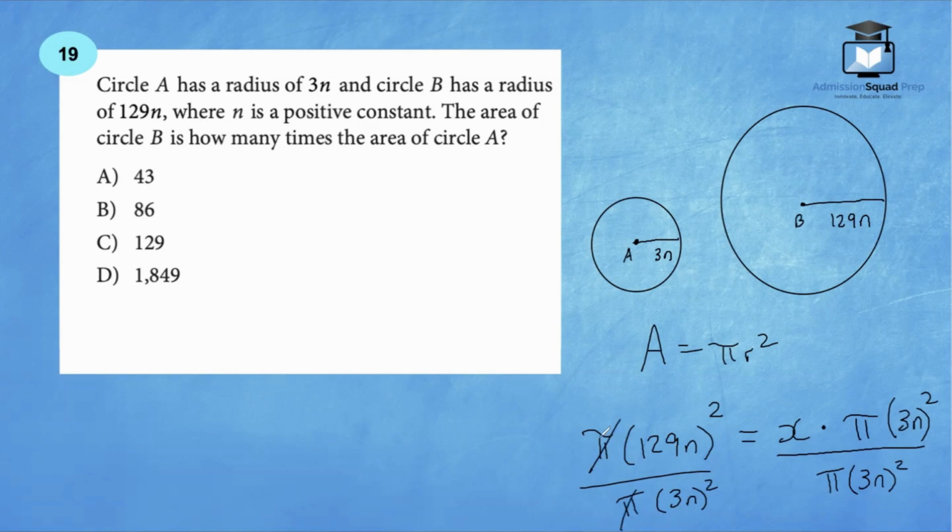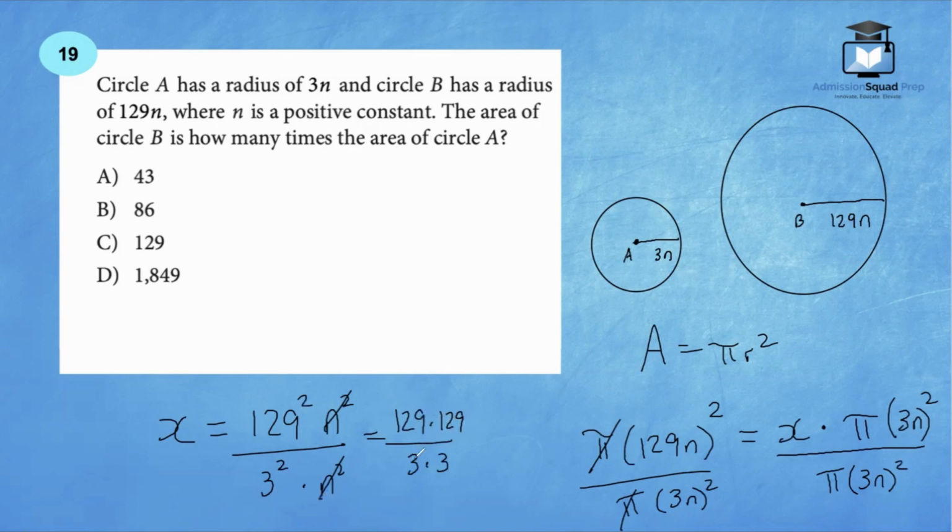And then I'm going to continue our problem over here, so we have some space. We're going to have 129 squared times n squared over 3 squared times n squared. Of course, these n squareds are going to cancel out. We can simplify this a little bit more, like 129 times 129 over 3 times 3. 3 can divide into both of these numbers. So 129 divided by 3 is 43. Now, who knows what 43 times 43 is?